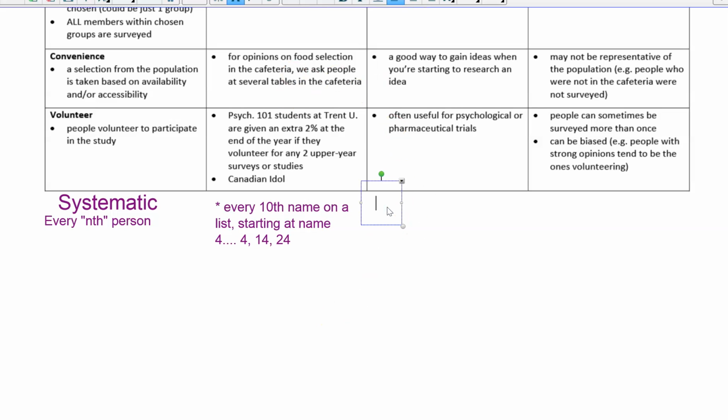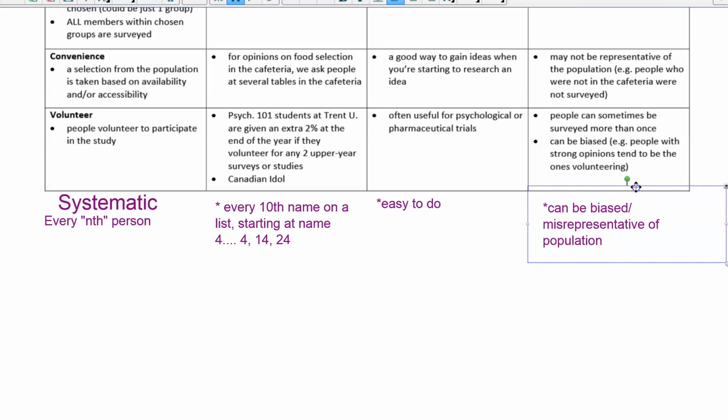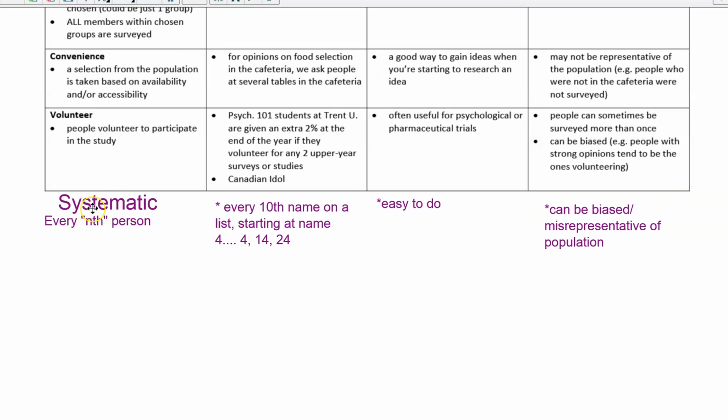A pro for this, it is pretty easy to do, right? Every 10th person is not a difficult task. You just count down, right? But just like all of them, it can be biased, right? It can be misrepresentative of the population. Maybe every 10th person are friends and they all have the same opinions about something. Okay, so sorry, I just wanted to add that one at the end, is systematic. I forgot that in the chart.